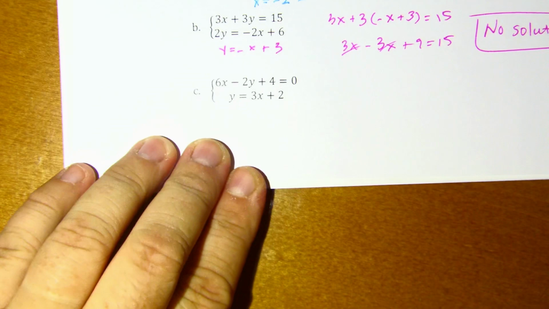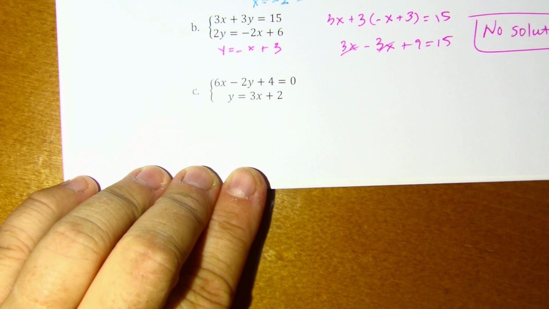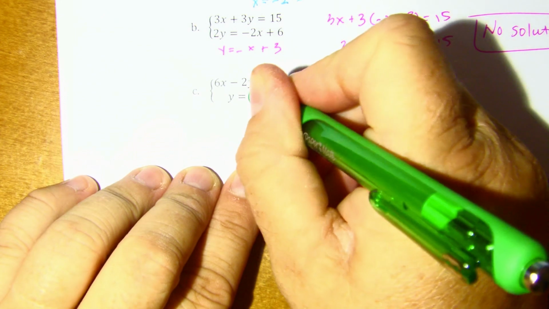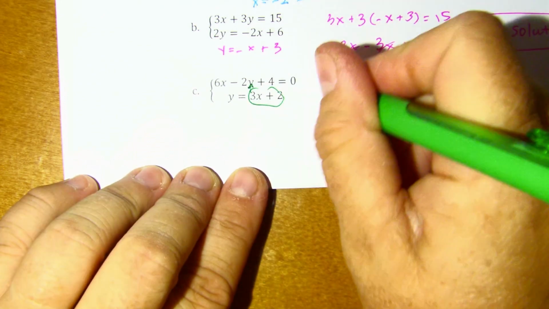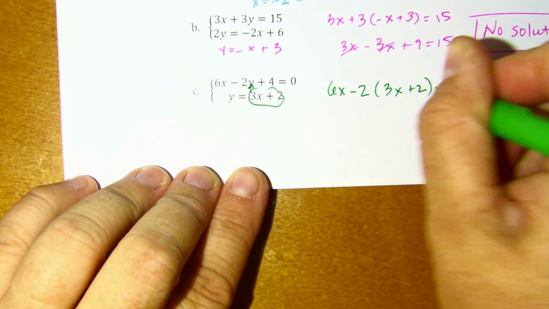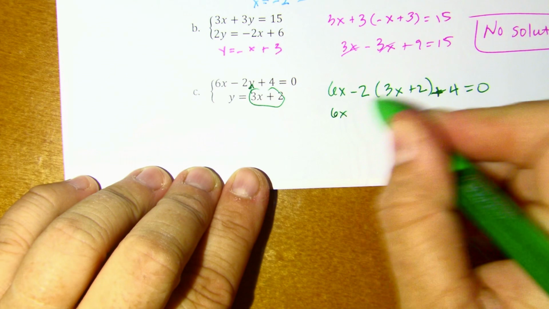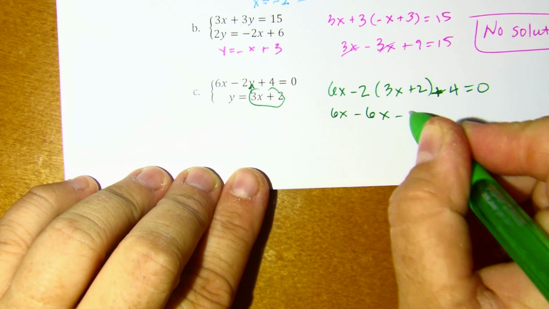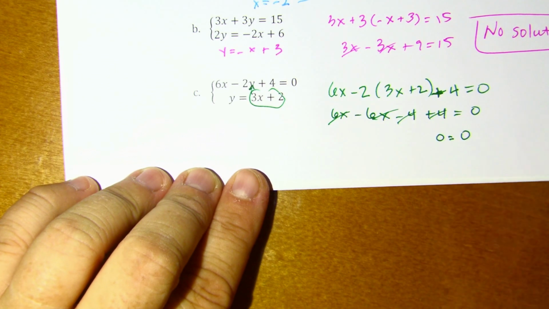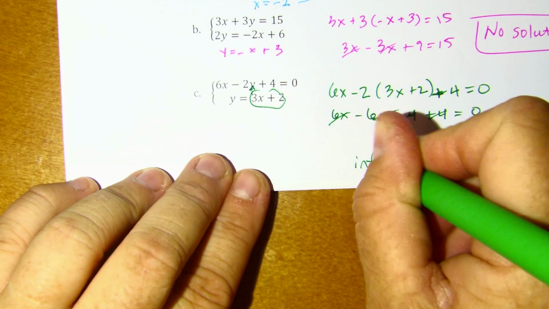And for this last example on this page, it says 6x minus 2y plus 4 equals 0. And then this one is solved for y. So substitution again is a nice setup here. So we've got 6x minus 2 times 3x plus 2 plus 4 equals 0. And then distributing that negative 2, we've got 6x minus 6x minus 4 plus 4 equals 0. And we can see everything cancels out. We get 0 equals 0. That is a true statement. That means we have infinitely many solutions.